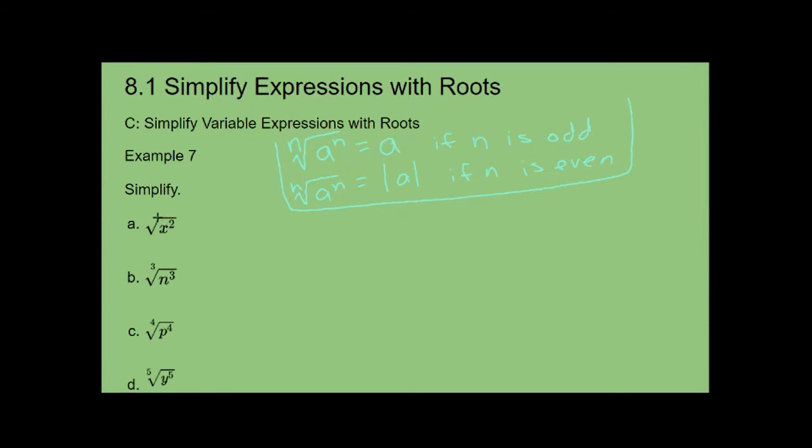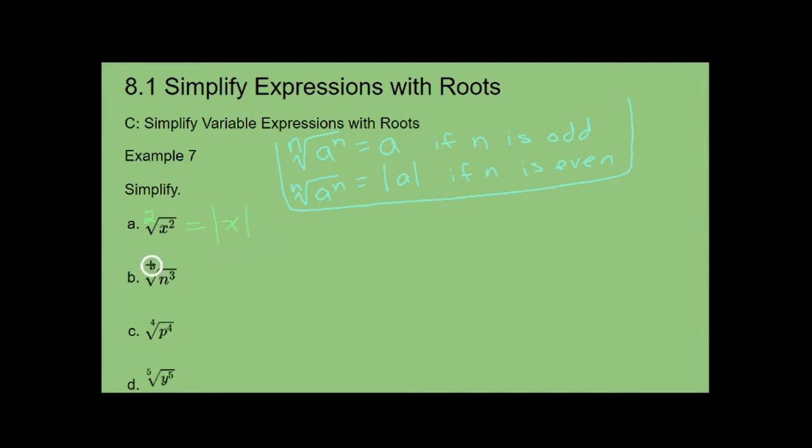So here we're taking a square root. Now we obviously don't have a 2 there, but we know that symbol means it's like there's a 2 there. We just take by definition that that means square root. So if we have the square root of x squared, our exponent and our root are the same, so we know that it's even, so our answer is going to be the absolute value of a. Whatever is in there, it's the absolute value of that. So this is the absolute value of x.